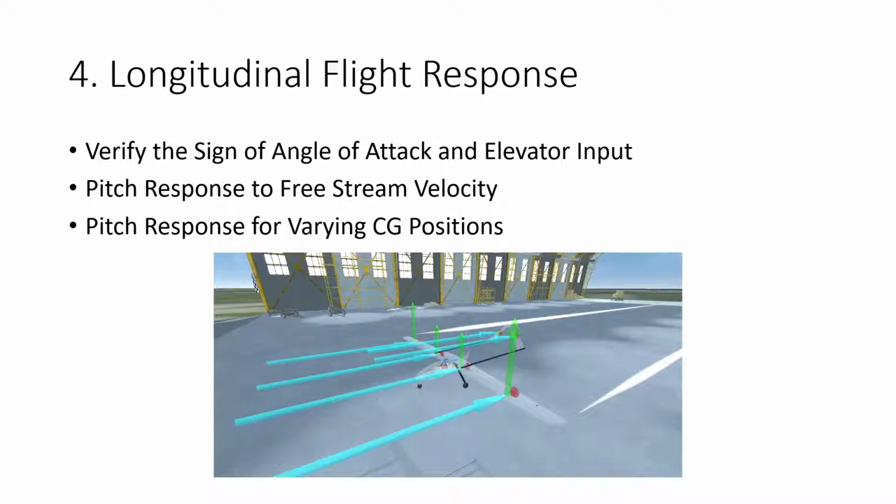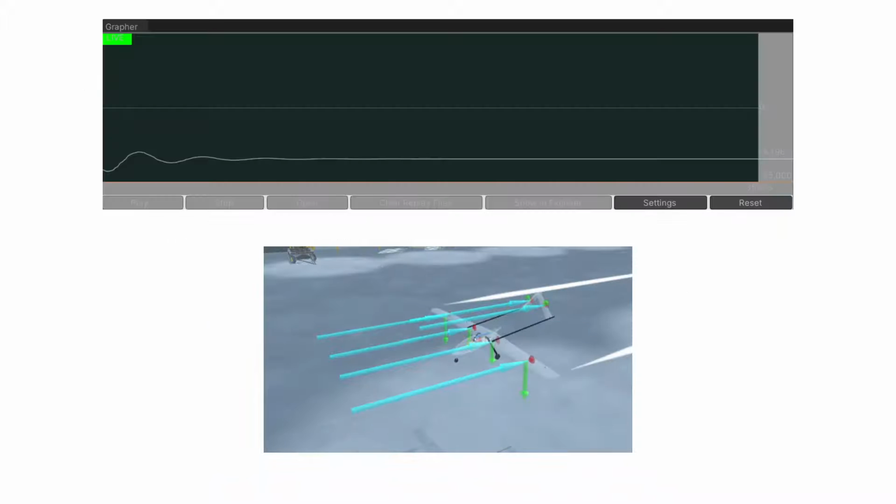For the longitudinal flight response, we had to verify the sign of the angle of attack and the elevator input were the same. We also had to examine the pitch response to the free-stream velocity and the pitch response for varying CG positions. The first pictures show the signs of the angle of attack are consistent with the signs of the elevator angle as requested.